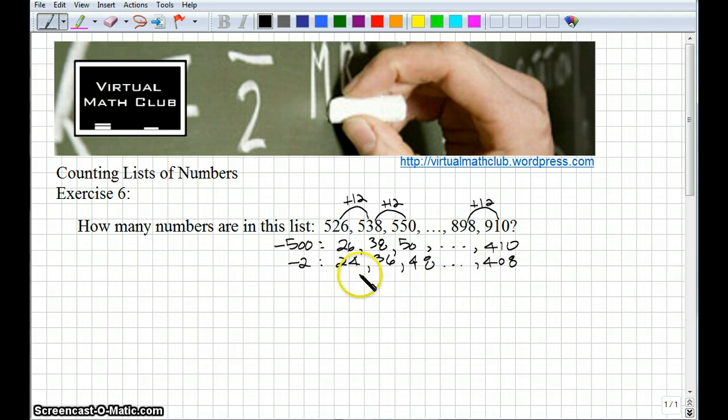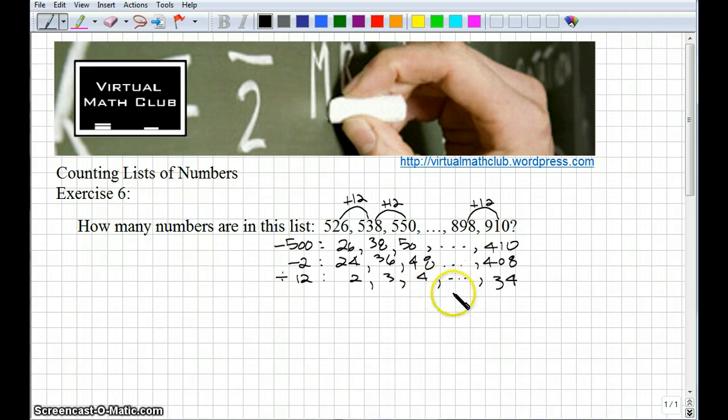And now I can see definitely that in this series all the numbers are divisible by 12. So in order to close the gap between the numbers, I want to divide by 12. So when I do that, I get 2, 3, 4. And when I divide 408 by 12, I get 34. Okay? So now I have a list of numbers where the gap between them is 1.